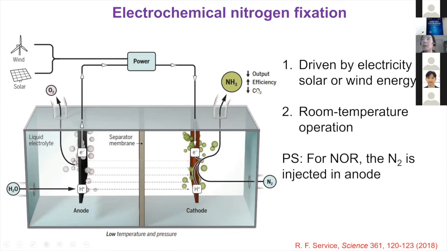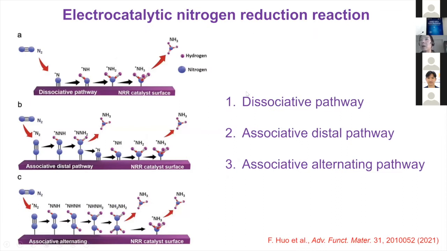For the catalytic nitrogen reduction process, there are different mechanisms. There could be the so-called dissociative pathway, meaning the nitrogen molecule first dissociates, and then the reduction process starts on the surface of the catalyst. Or one of the nitrogen atoms can be reduced first while both atoms are on the surface of the catalyst, or both atoms in the molecule can be reduced simultaneously. This is called the associative distal pathway, and this is called the associative alternating pathway.